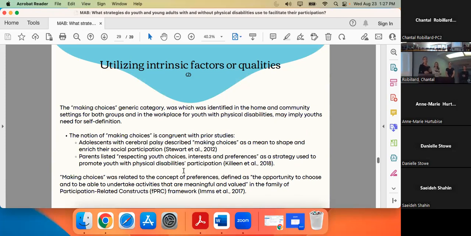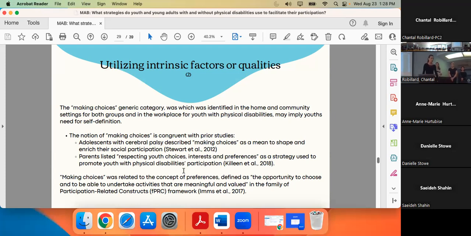So another interesting generic category that came up in the utilizing intrinsic factors or qualities was making choices. So making choices came up as a generic category in the home and community setting for both groups, and in the workplace setting only for youth with physical disabilities. And this notion of making choices, again, implies youth's need for self-definition. So the notion of making choices is congruent with prior studies, such as studies in adolescents with cerebral palsy and studies where parents listed participation strategies.